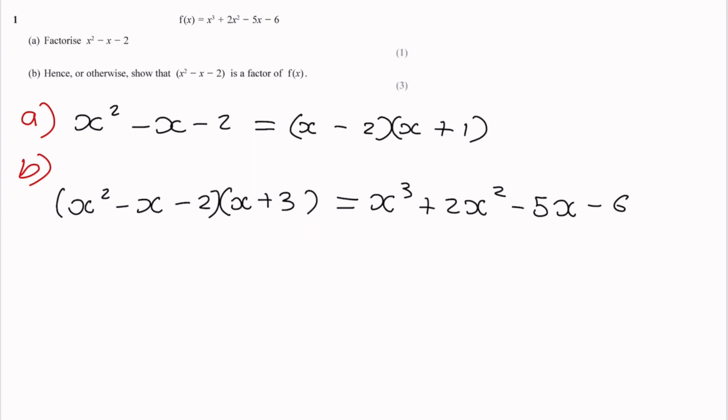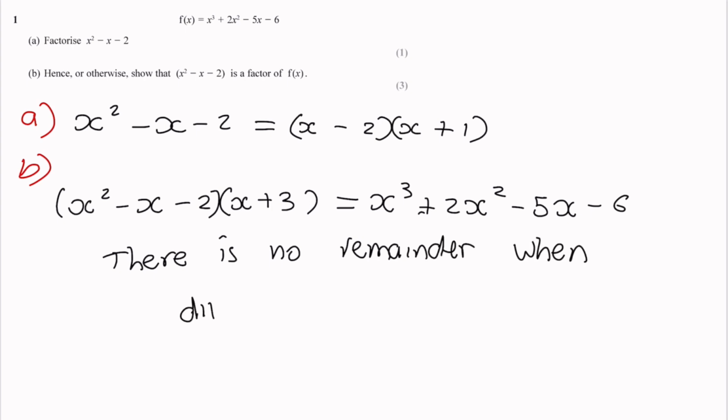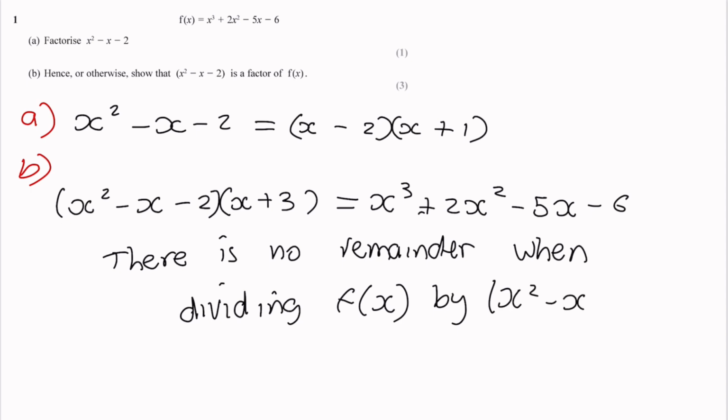You must state there is no remainder when dividing f of x by x squared minus x minus 2.